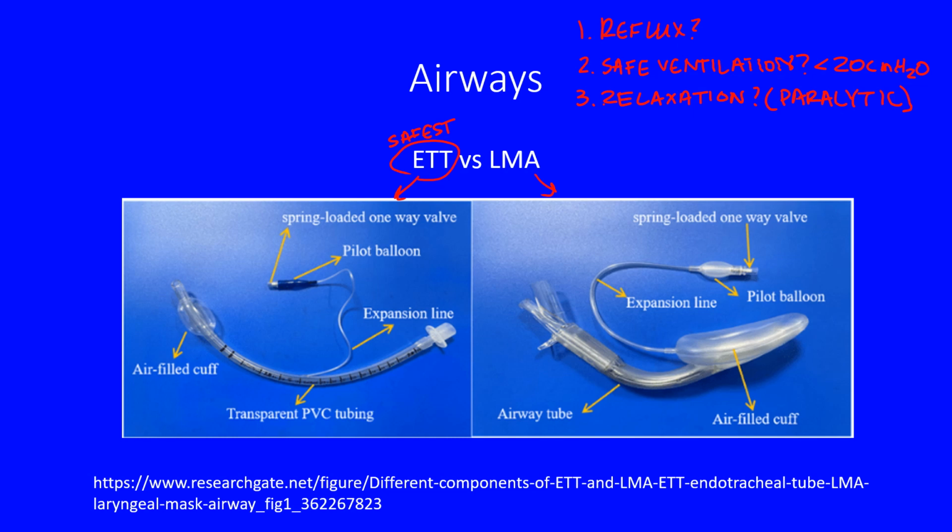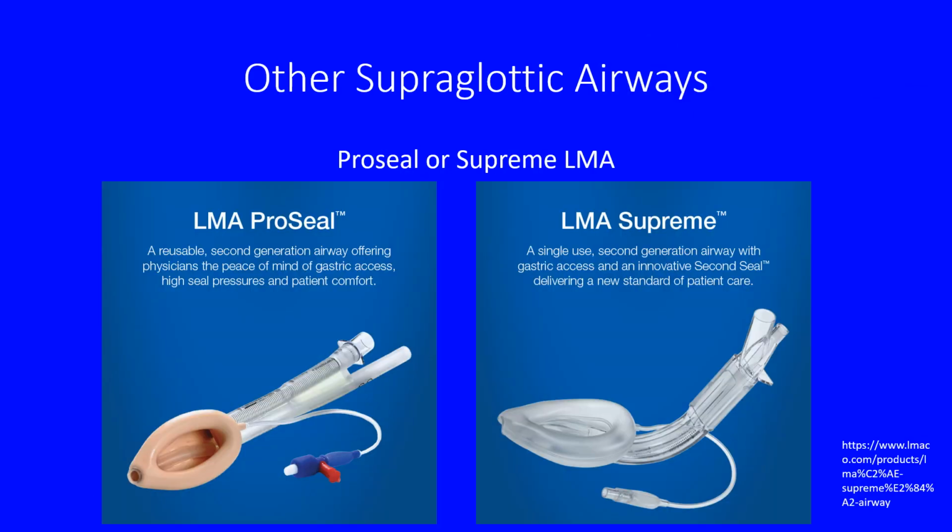Now, let's quickly go over some of the airways mentioned in Nagelhout's airway management chapter. So here I'm going to go over different types of supraglottic airways. I'm going to list out the most notable features of each. So we've already talked about the standard LMA. Here we have the ProSeal or Supreme LMA. The Supreme is just a disposable version of the ProSeal.